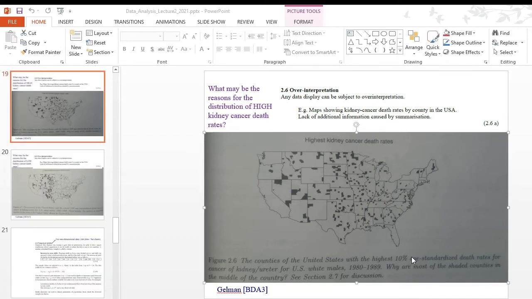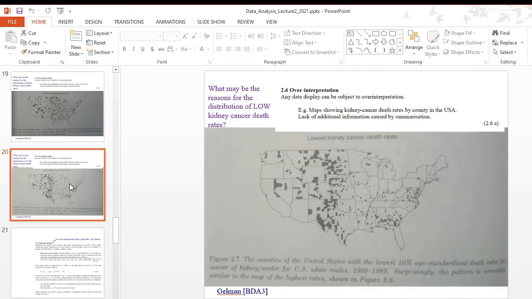Can we explain how this comes about? It's true, the data is correct, but why does it come about? How can we explain that, and at the same time explain this other map of low kidney cancer death rates? So, shaded in black, counties which have among the lowest 10% of death rates for kidney cancer, measured over some period of time, 1980 to 1989.